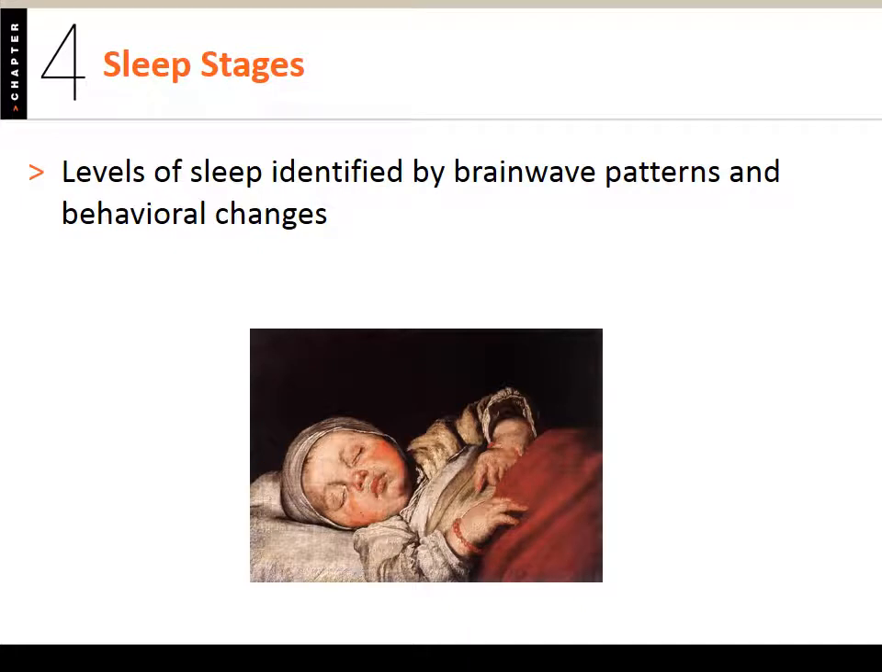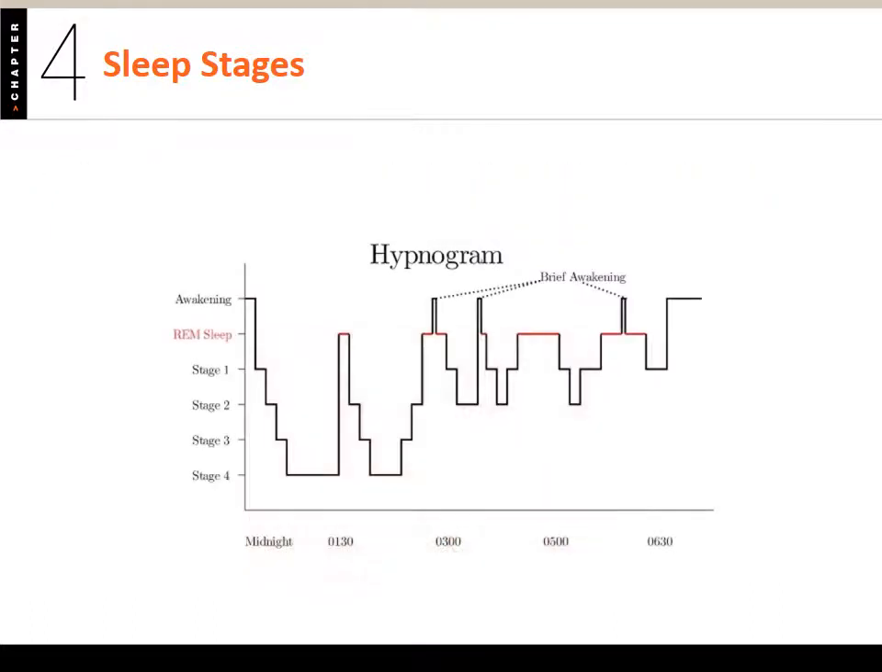Okay, let's look at the sleep stages too. These are levels of sleep identified by brain wave patterns and behavioral changes. So you can see overall the levels of sleep. You start off awake, and then when you start going down, you enter REM sleep. We'll get to that. REM sleep is rapid eye movements.